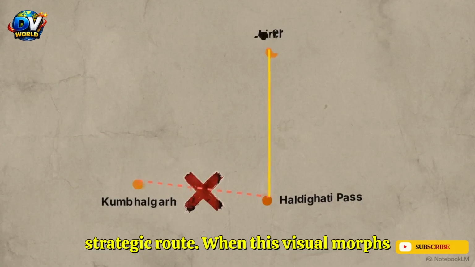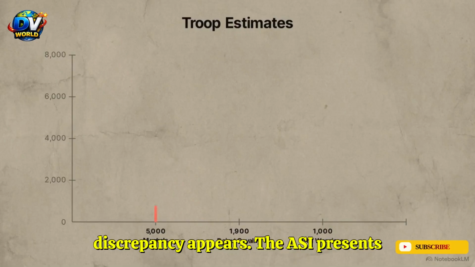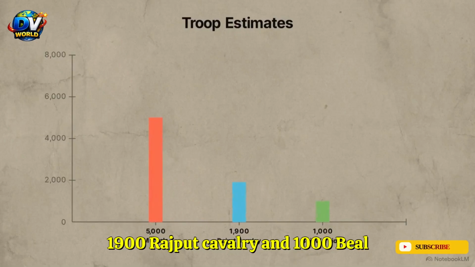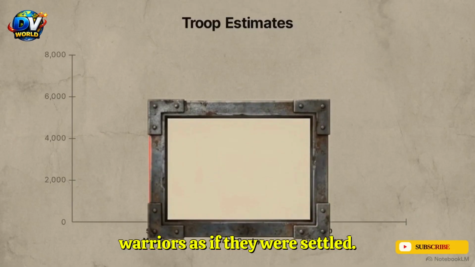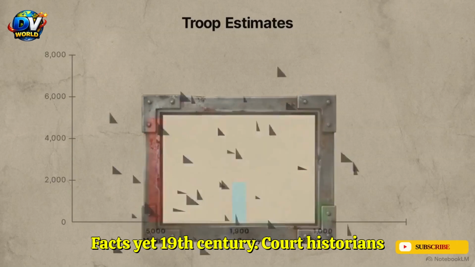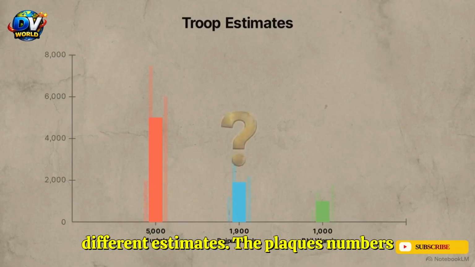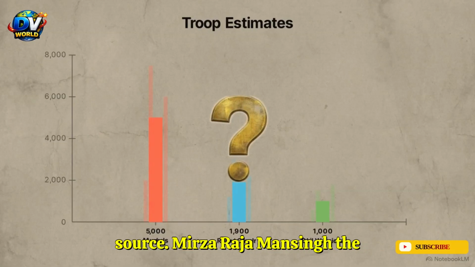When this visual morphs into a comparative bar chart, another discrepancy appears. The ASI presents troop counts, exactly 5,000 Mughals against 1,900 Rajput cavalry and 1,000 Bhil warriors, as if they were settled facts. Yet, 19th century court historians documented at least 4 massively different estimates. The plaque's numbers don't match any single authoritative source.